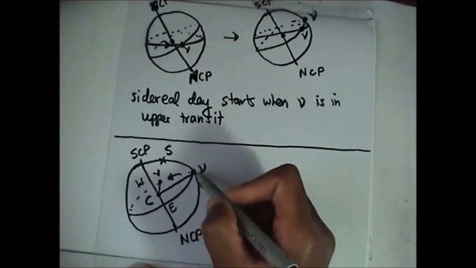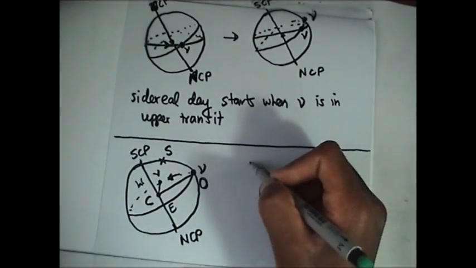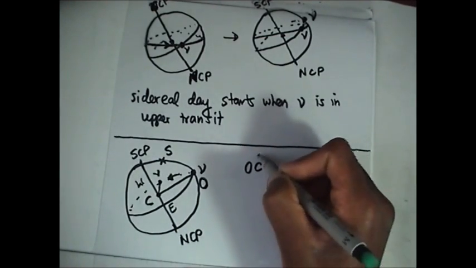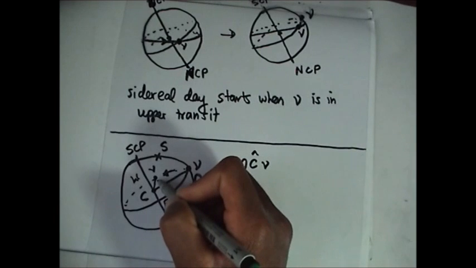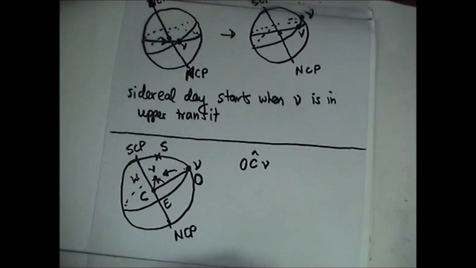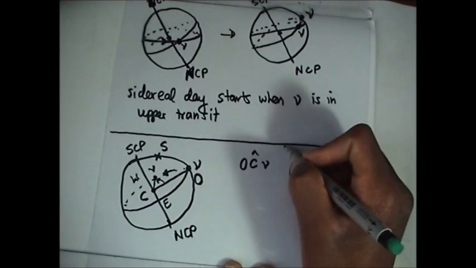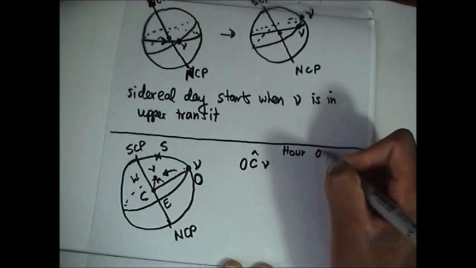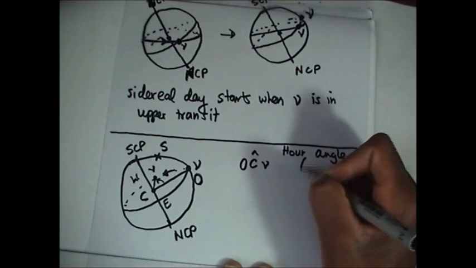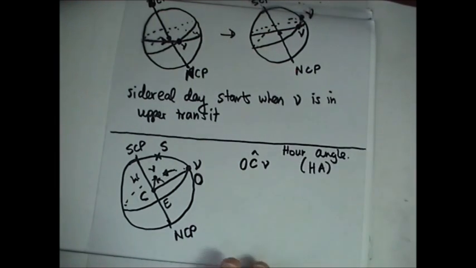We have this angle OCV, measured westwards like this. Can you see that angle? When we measure it westwards, if you remember, in the first equatorial system we measured something called the hour angle, represented by HA.